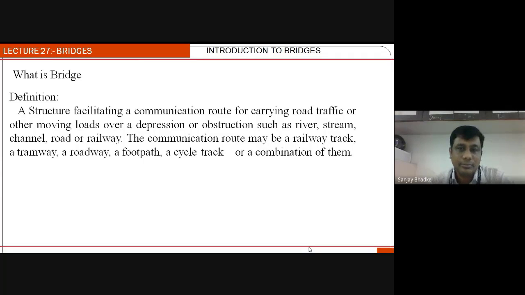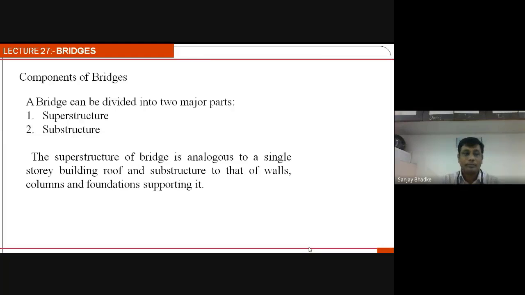Then what is a bridge? Normally, for transportation purposes, we provide a bridge over a river or any stream. Technically, it is a structure facilitating a communication route for carrying road traffic or other moving load over a depression or obstruction, such as a river, stream, channel, road or railway. The communication route may be a railway track, a tramway, roadway, footpath, or a cycle track, or a combination of these.